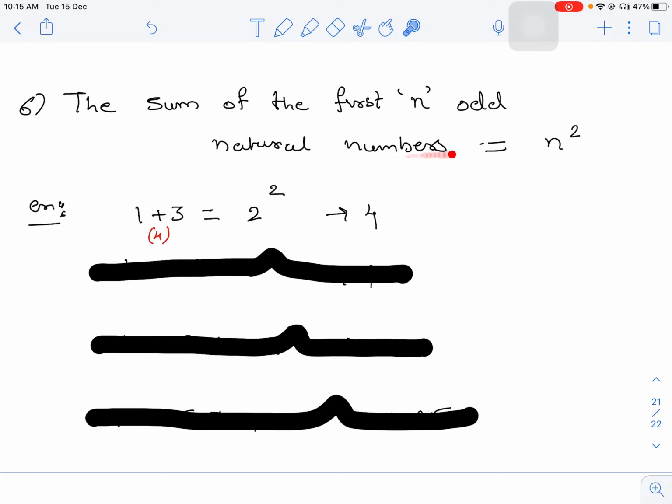Now, as per the rule, we have to write it. How many digits are there? 1, 2. So we have to write it as 2 square. And 2 square is again what? So we can see here 4. So it means that our answer is correct. Next example.